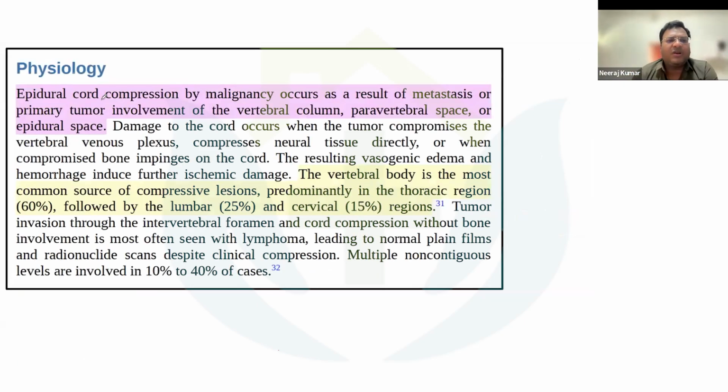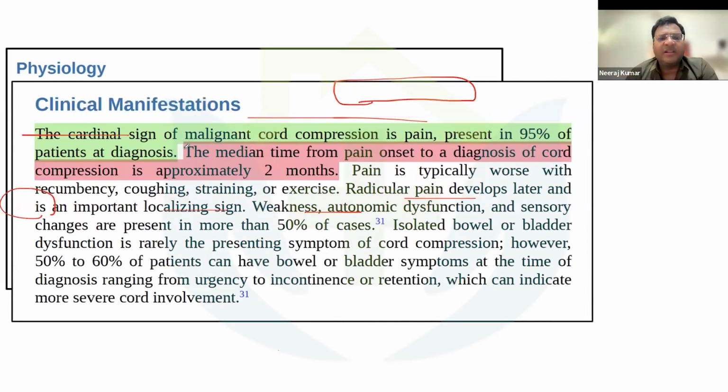How? These epidural compressions in malignancy occur as a result of the metastasis or the primary tumor involvement to the vertebral column, paravertebral space, or epidural space first. And the vertebral bodies are the most common compressive lesions, predominantly in the thoracic region, 60%, followed by lumbar 25% and cervical 15%. And these tumors invade through the intervertebral foramen. Now, the next statement: the cardinal sign of malignant cord compression is pain in 95% of patients, and the median time from the onset of pain to diagnosis of cord compression is approximately 2 months.